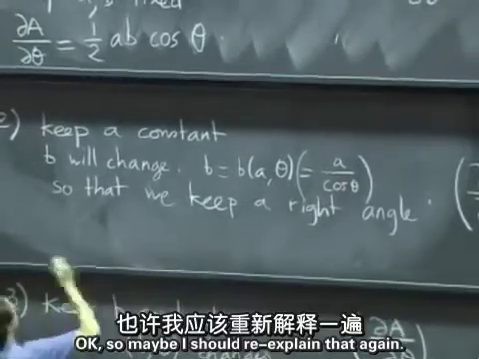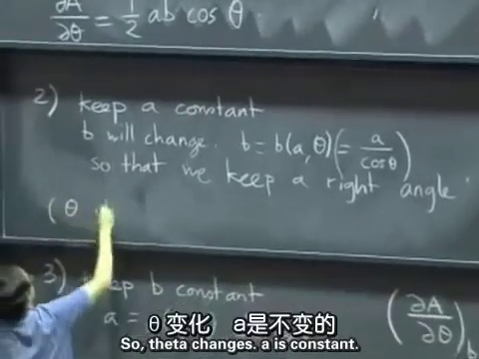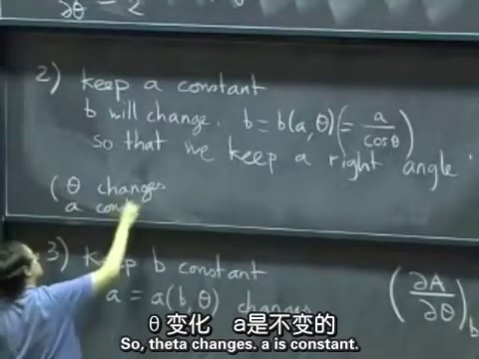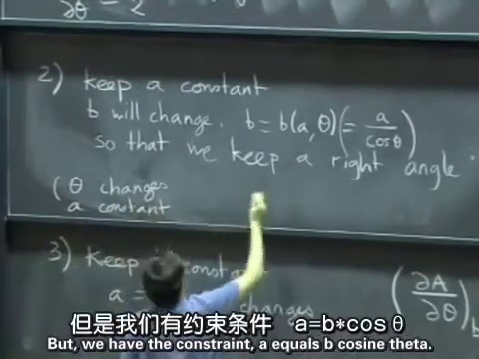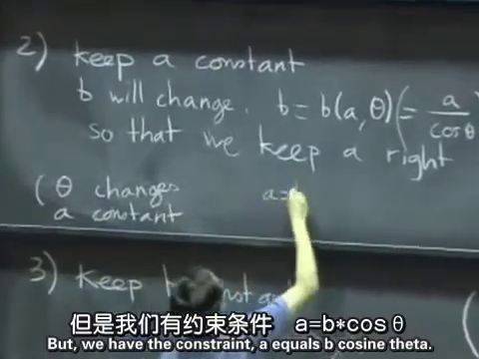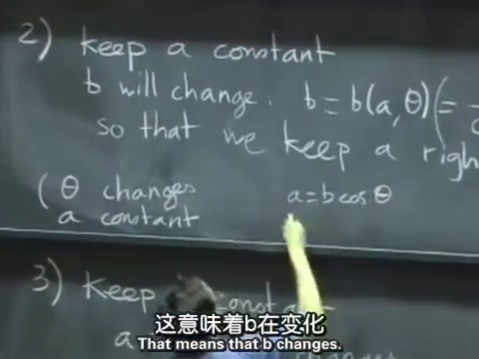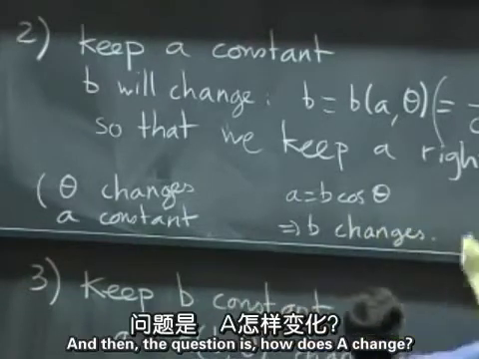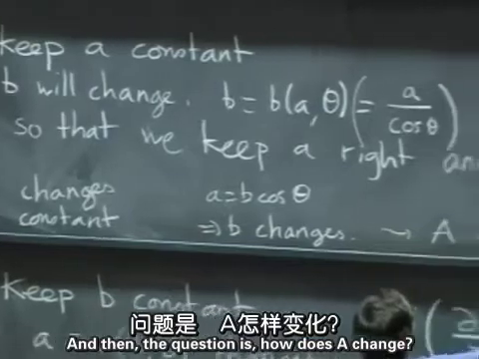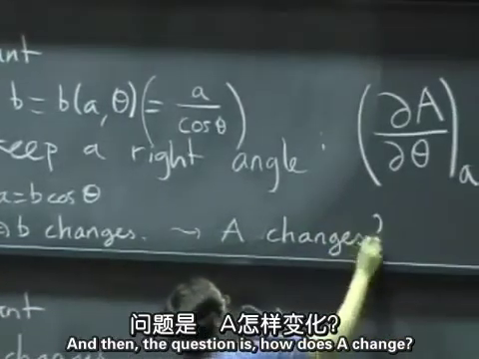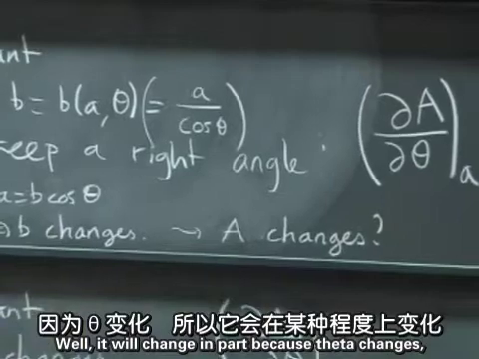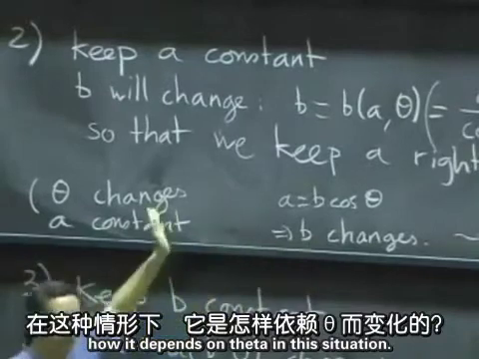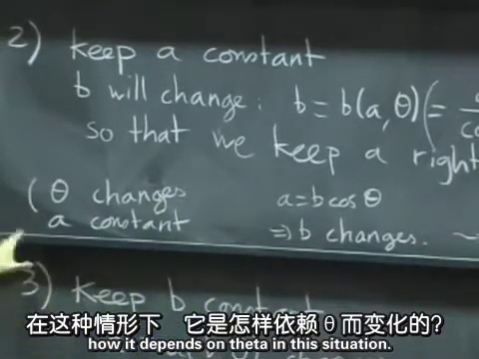Okay, so maybe I should re-explain that again. So theta changes. A is constant, but we have the constraint A equals B cosine theta. That means that B changes. And then the question is, how does the area change? Well, it will change in part because theta changes and in part because B changes. But we want to know how it depends on theta in this situation.